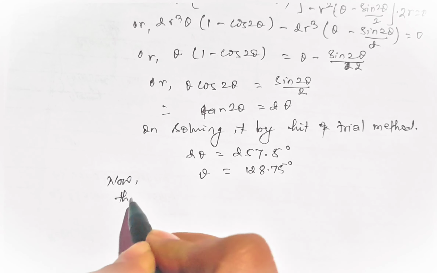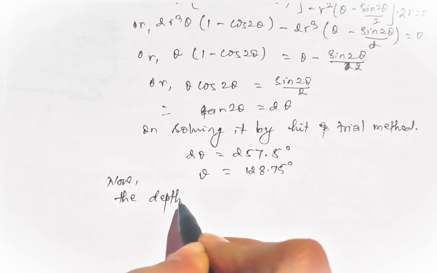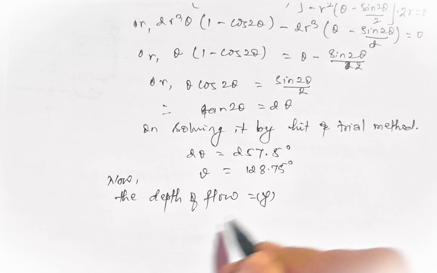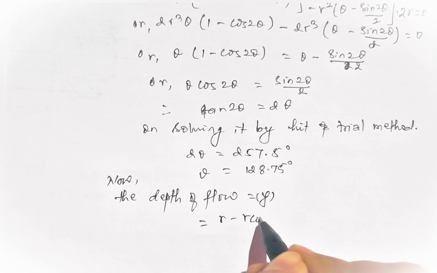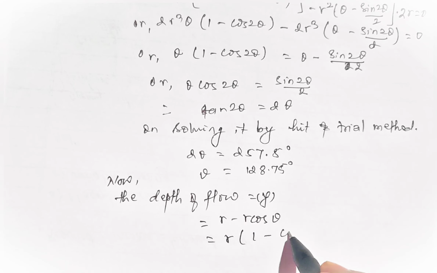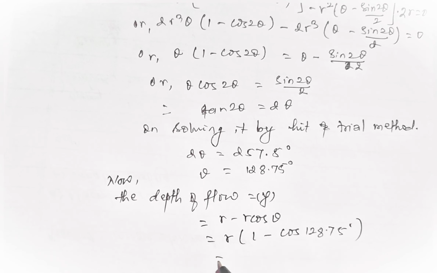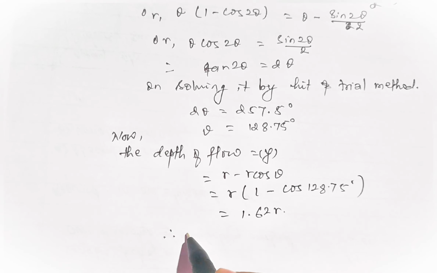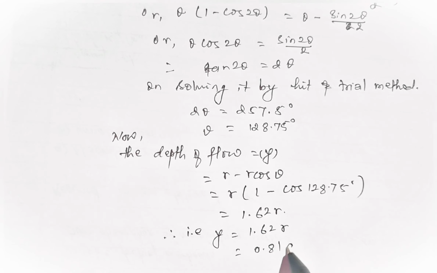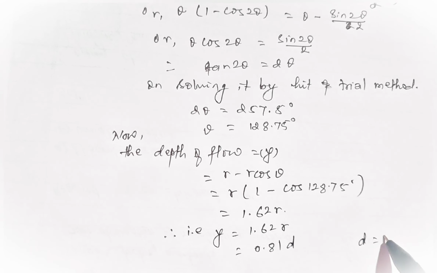Now the depth of flow y equals r minus r cos theta, equals r times 1 minus cos of theta, where theta is 128.75 degrees. Solving this, the result will be 1.62 r, that is y equals 1.62 r equals 0.81 d, as d equals twice r.